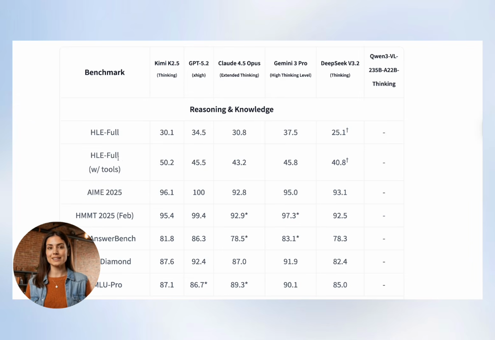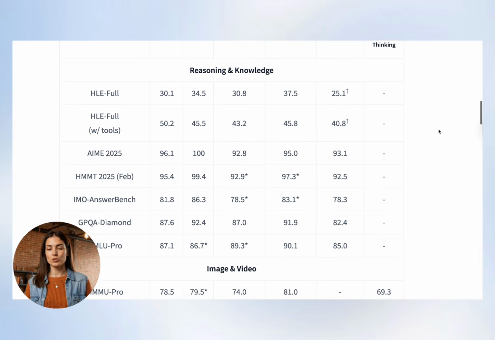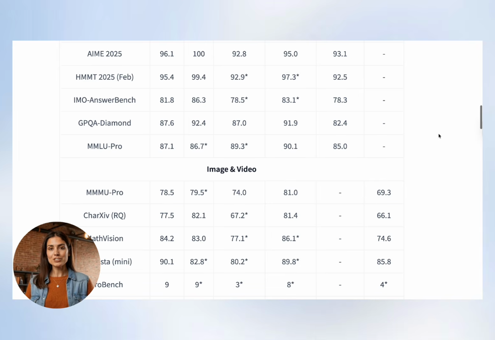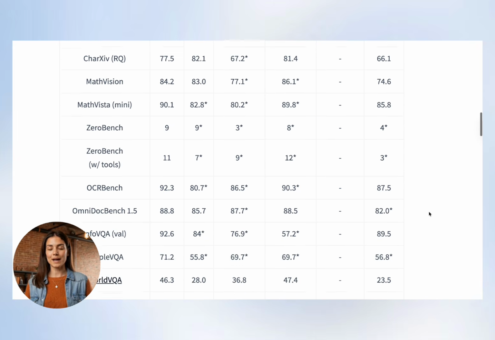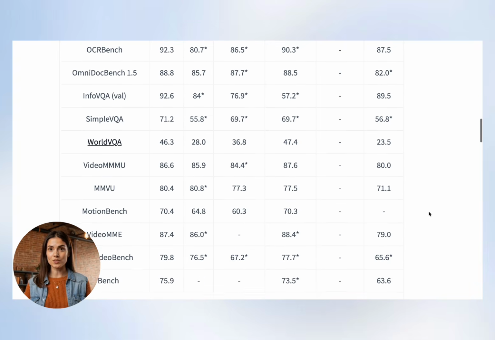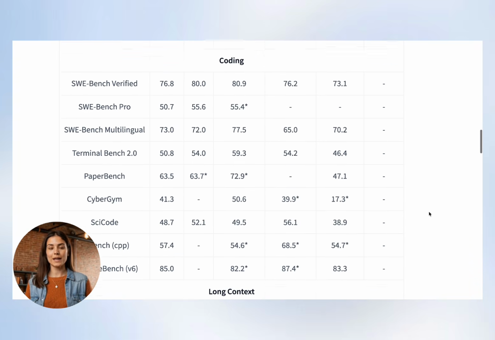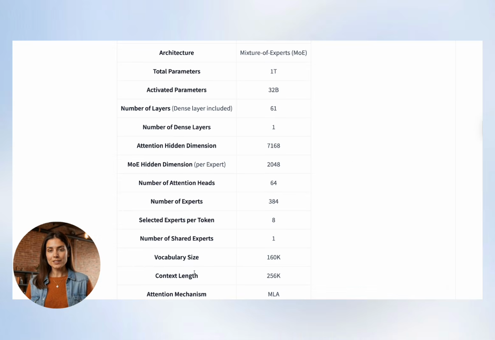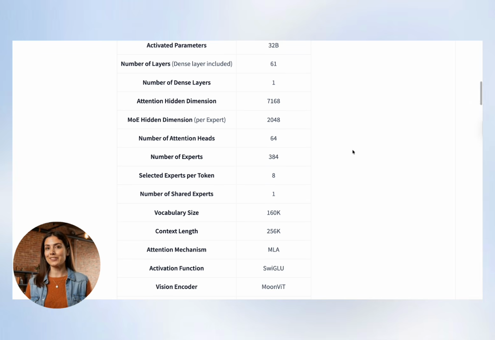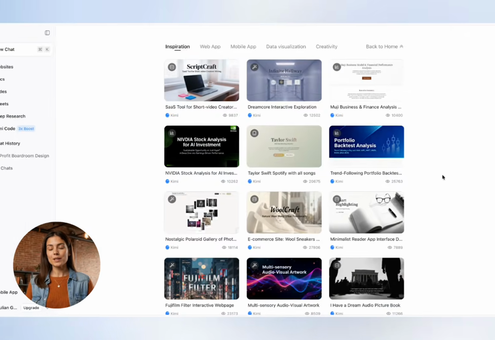Performance benchmarks: 50.2% on Humanity's Last Exam with tools, 96.1% on AIME 2025, 76.8% on SWE-bench Verified. These scores match GPT 5.2, Claude Opus 4.5, and Gemini 3 Pro, except this is open source and more affordable. Context window is 256,000 tokens. You can feed it entire code bases, long documents, multiple files at once.